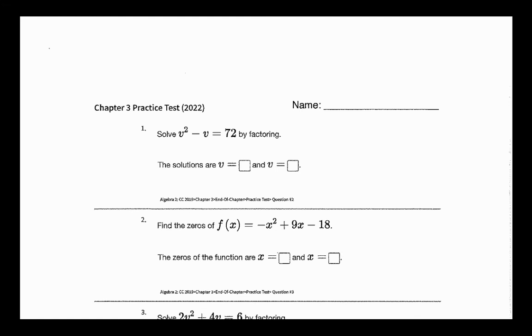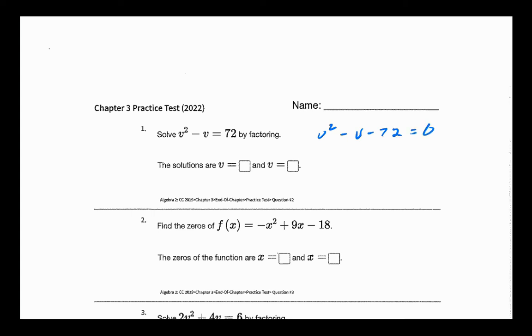So number 1 here, solve v squared minus v is equal to 72. So remember, when we're going to solve by factoring or solving quadratics, a lot of times we're going to put them on one side of the equation. So we have our v squared minus v. We have to bring this 72 over. So it's going to become negative. We're going to set it equal to 0.